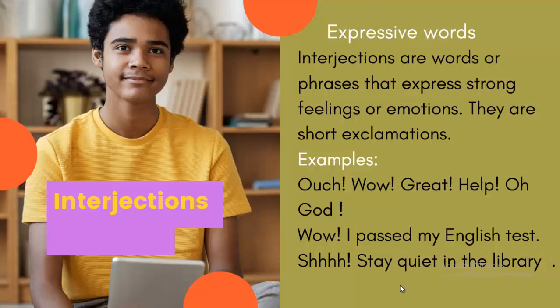What are interjections? Interjections are words or phrases that express strong feelings or emotions. They are short exclamations. Interjections are expressions that can stand on their own or be contained within sentences. These words and phrases often carry strong emotions and convey reactions. For example, ouch, wow, great, ah, whoops are the examples of interjections. Look at these sentences. Wow, I passed my English test. Shh, stay quiet in the library. So here the words wow and shh are the interjections.